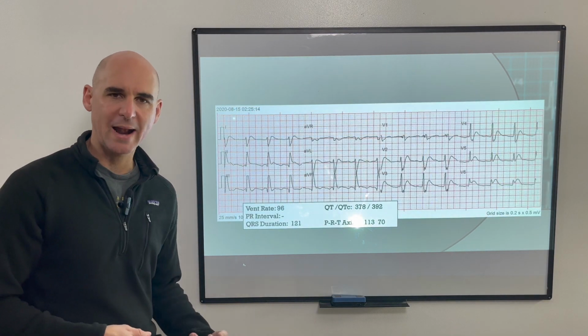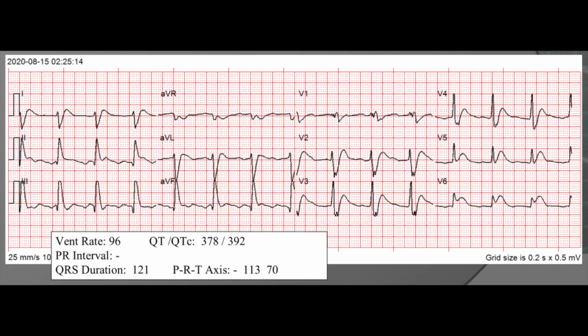Okay, so let's practice this. Let's look at a couple of these examples, okay? Starting at the beginning of using our disciplined approach, the first thing we need to do is rate and regularity. So we look at our rate. Our rate here is 96. We look to see if it's regular or irregular, and in this case, everything is marching out. We have a regular rhythm here.